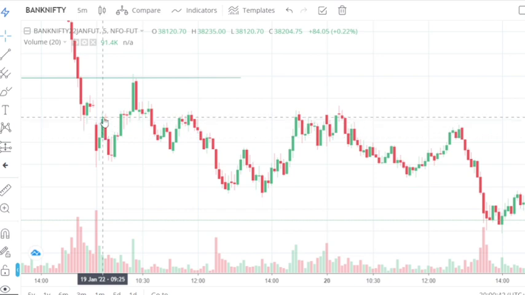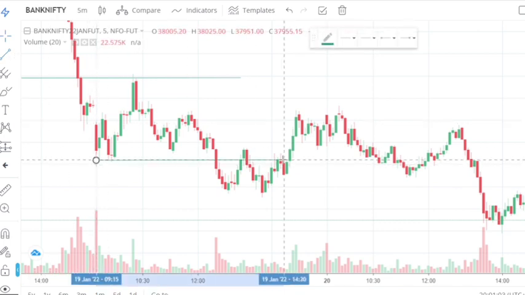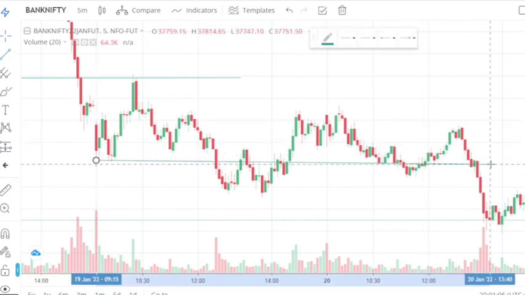It went from 38,123 up to 38,213. So it's more than 100 points. I need only 40-50 points, a 40-50 point premium increase in the ATM position immediately. So you see here, now it is acting as a support resistance point. So we have to mark this level as a support resistance point.